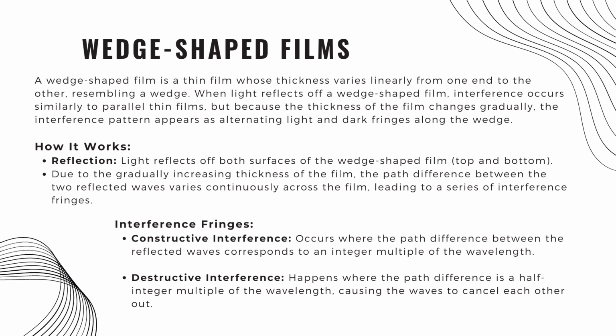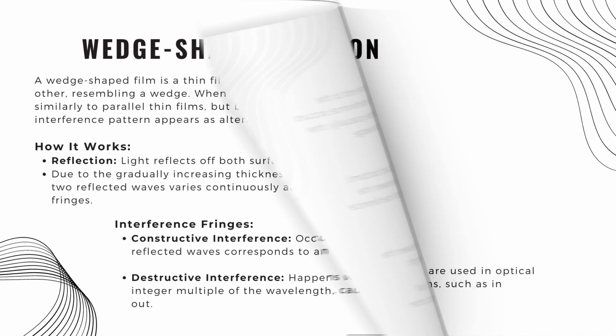How it works. Light reflects off both surfaces of the wedge-shaped film, top and bottom. Due to the gradually increasing thickness of the film, the path difference between the two reflected waves varies continuously across the film, leading to a series of interference fringes.